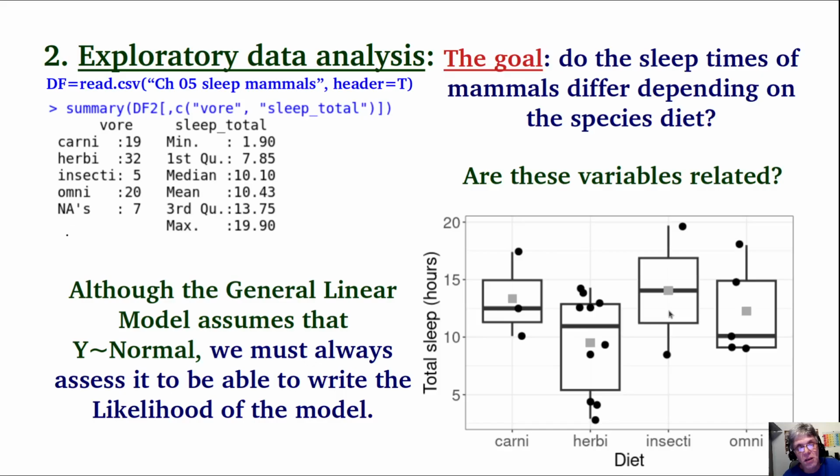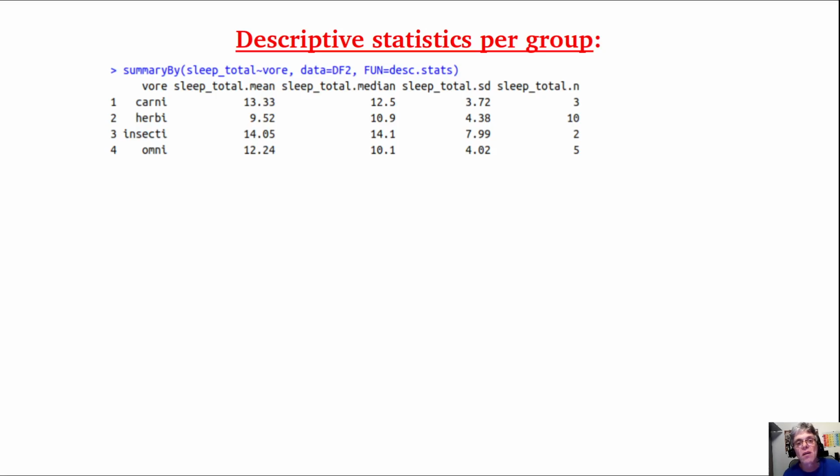Although the general linear model assumes that the response variable has a normal distribution, we must always assess it in order to be able to write the likelihood part of the model. This will be done in a second, but first let's calculate the descriptive statistics of each group using the function desc_stats that was shown in the previous video of this chapter.